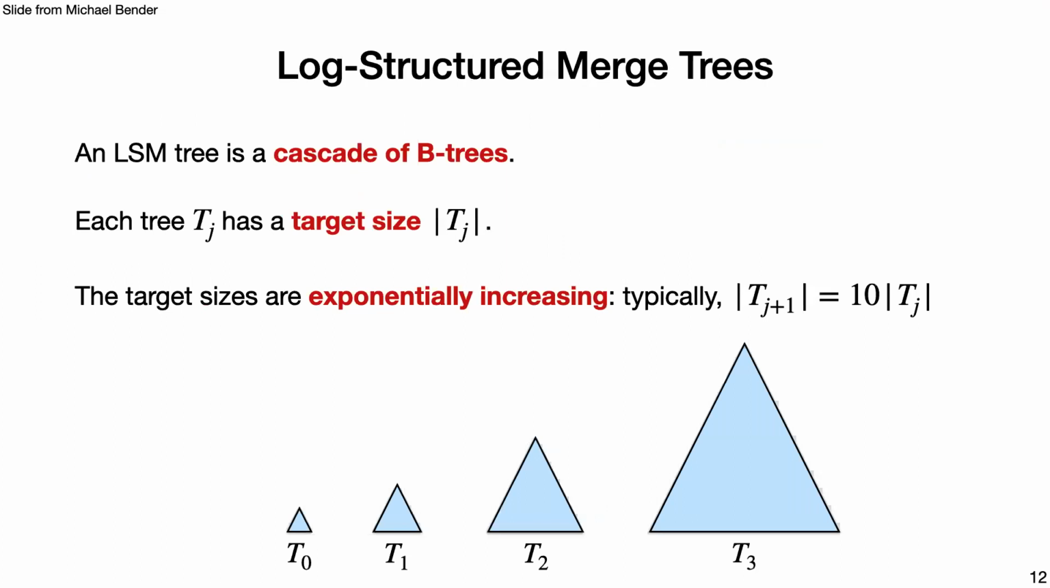Okay, so at a very high level, an LSM tree is just a cascade of B trees, a whole bunch of B trees. And here are some trees. They're indexed T0, T1, T2, and T3. So in this LSM tree, we only have 4. Each tree, T sub j, has some target size, and the target sizes increase exponentially. Typically you go up by factors of 10 in size, so the size of T sub j plus 1 is about 10 times the size of T sub j, but this could be any constant. In the theory, this can even be super constant, but in practical implementations, this is usually constant.